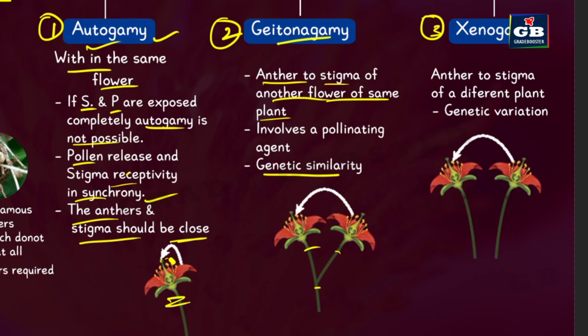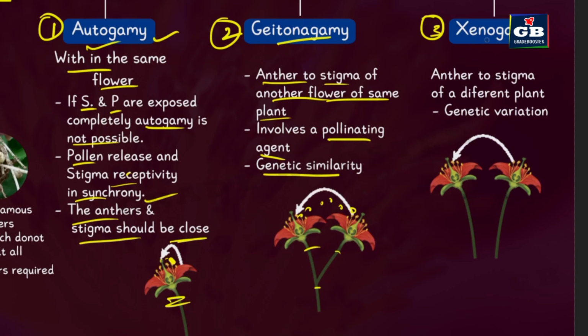Right? But not within the same flower. Two different flowers of the same plant. It involves a pollinating agent. In case of geitonogamy, pollinating agents are required, like wind or insects, which carry the pollen from this particular flower to this particular flower. Okay, so that is geitonogamy.